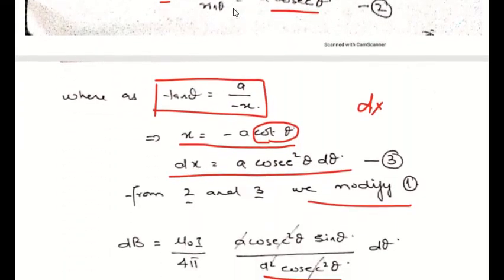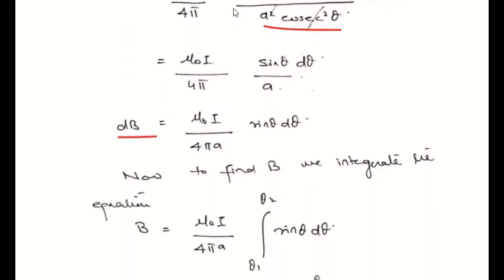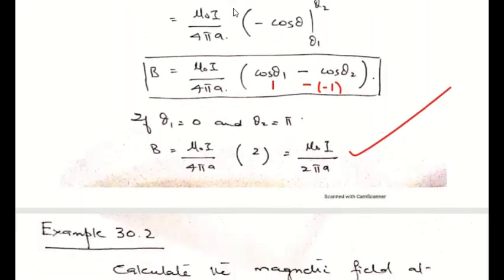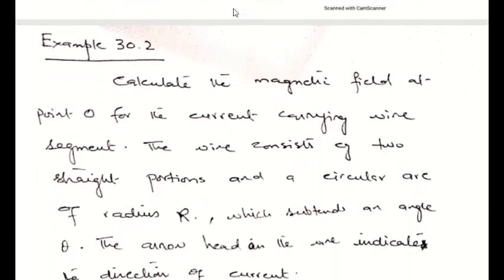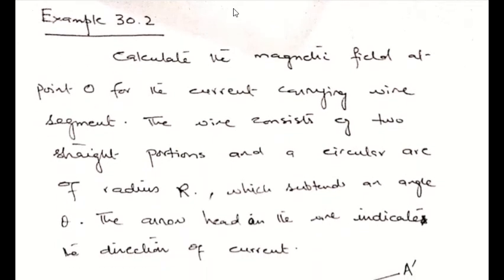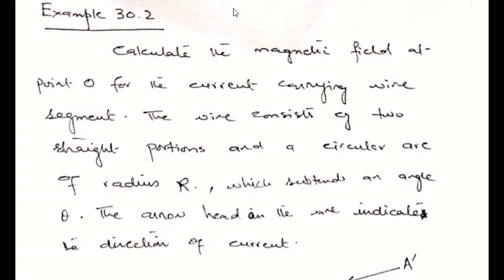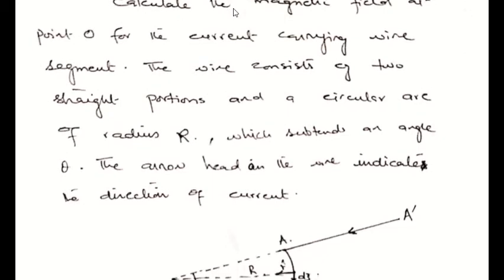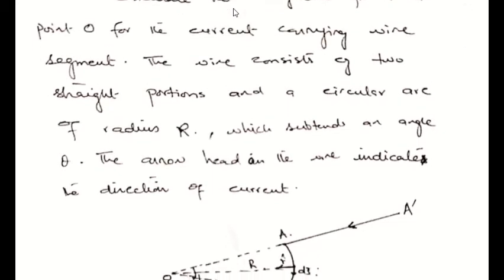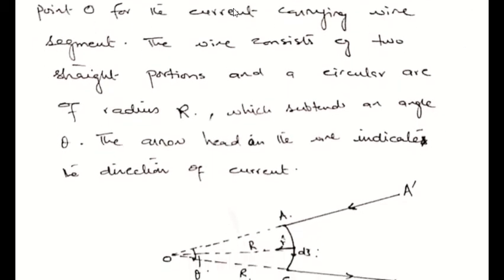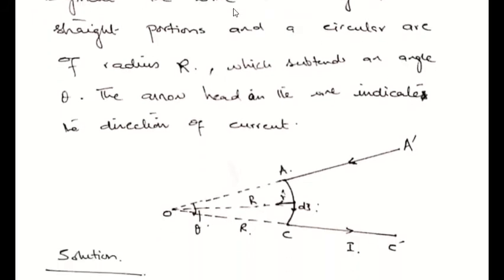Okay, now example 30.2. Calculate the magnetic field at point O for the current carrying wire segment. The wire segment consists of two straight portions and a circular arc of radius r, which subtends an angle theta. The arrowheads on the wire indicate the direction of the current.